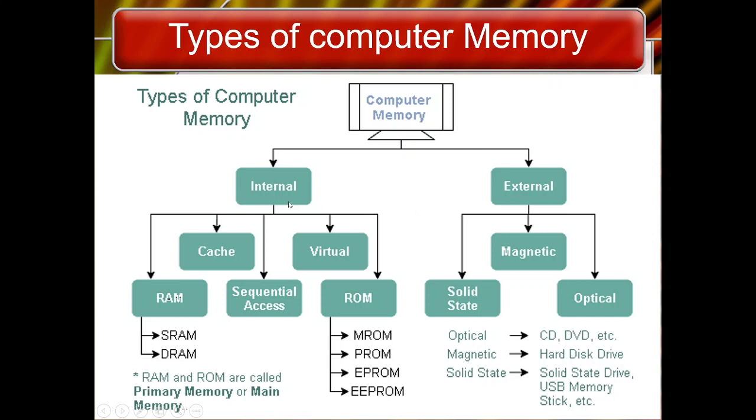Different types of internal memory include RAM, cache, sequential access, virtual RAM or virtual memory, and ROM. These types of memory lie inside the CPU or inside your processing unit, or may lie on the motherboard. SRAM, DRAM, and different types of ROM exist: MROM, PROM, EPROM, and EEPROM. External memory includes magnetic disk, solid state disk, and optical disk.